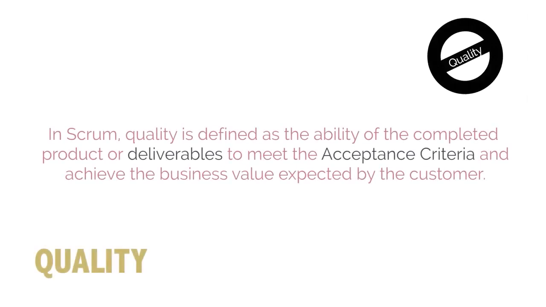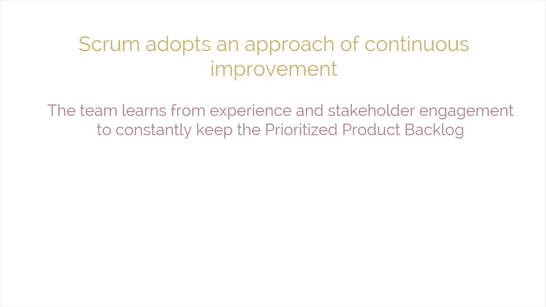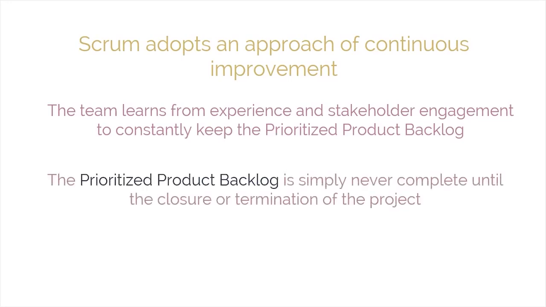In Scrum, quality is defined as the ability of the completed product or deliverables to meet the acceptance criteria and achieve the business value expected by the customer. To ensure that a project meets its quality requirements, Scrum adopts an approach of continuous improvement, whereby the team learns from experience and stakeholder engagement to constantly keep the prioritized product backlog updated with any changes and requirements. The prioritized product backlog is simply never complete until the closure or termination of the project.